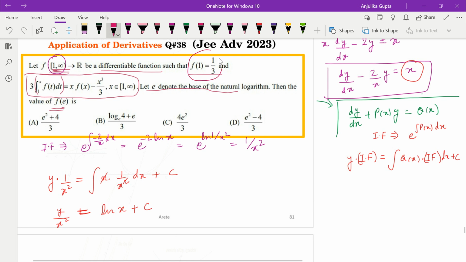The initial condition given to us is f of 1 is 1/3. So just plug in there. So y is 1/3 when x is 1. So log 1 is 0. So the c value you get to be 1/3.